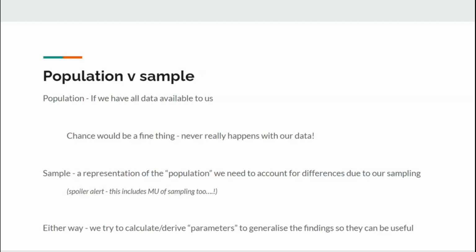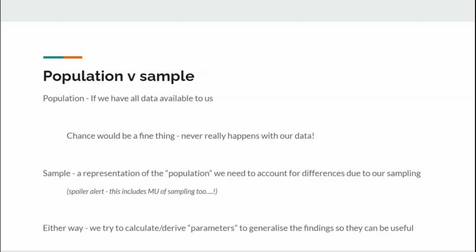The population is what exists if we have all available data available to us, and that really, really doesn't happen very often. Chance would be a fine thing. We very rarely have the ability to collect all of our data from the entire population, so by necessity we do a sample and we try and extrapolate our data from that sample to the greater population as a whole, and we use that as a representation of the population.